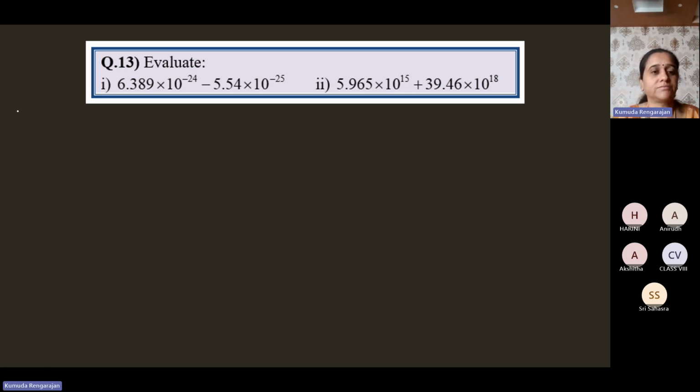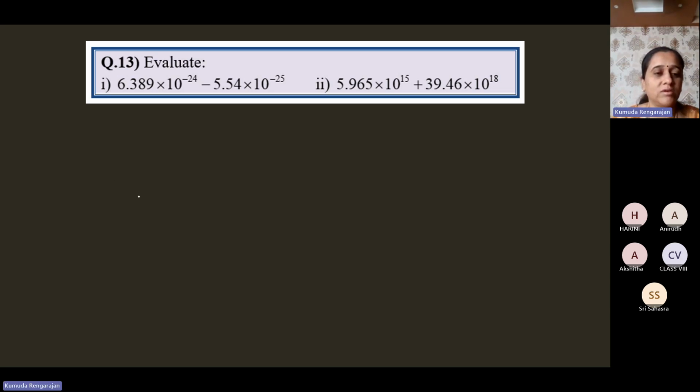Now, evaluate means find the value of. So the first one, 6.389 into 10 to the power minus 24. Before I start this, let me tell you something.